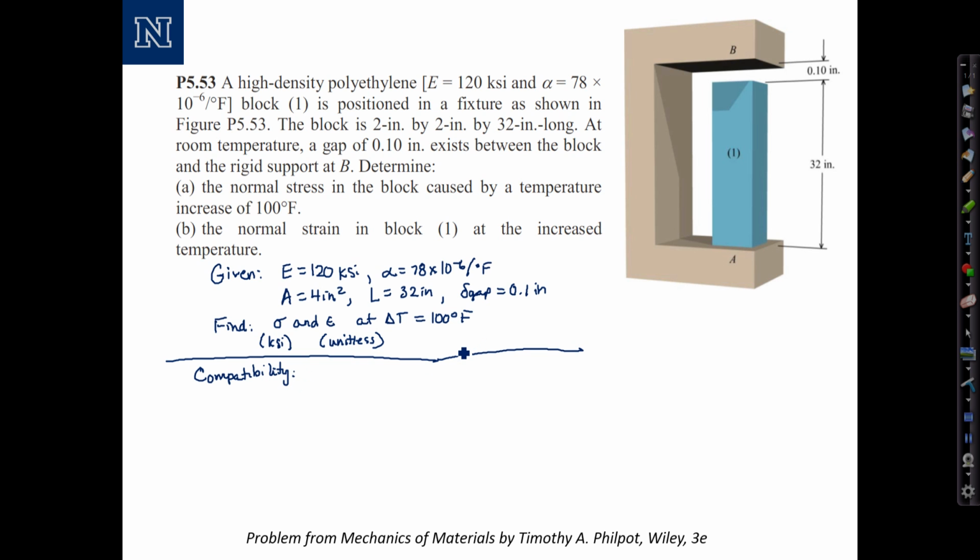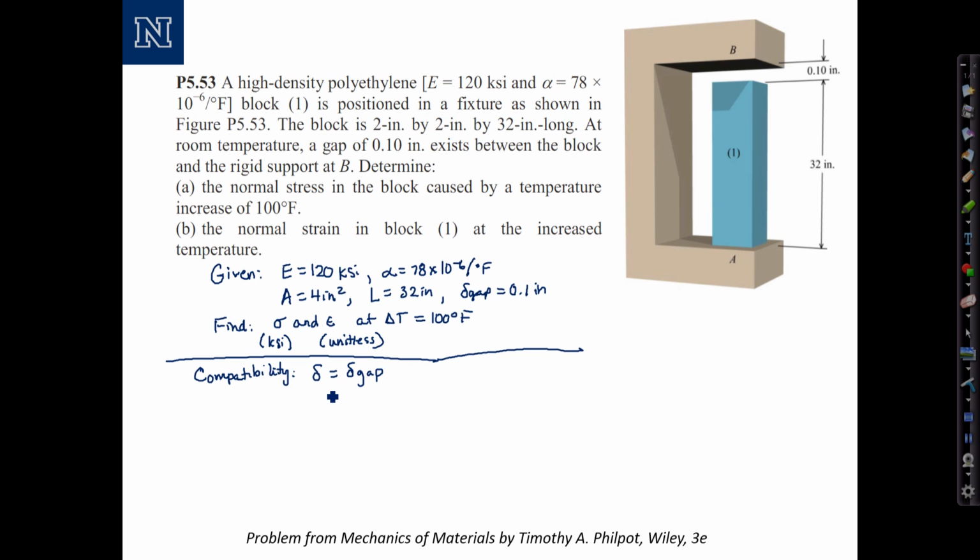Okay? Our compatibility consideration is a condition on the total deflection or elongation of the block, and we'll call that total elongation delta. Delta is the elongation of the block. We recognize that because of the presence of this rigid support, the deflection cannot be larger than delta gap. So maximum possible deflection, delta equals delta gap. We assume, the way the problem is written, that if we apply this temperature increase, the gap is going to close. So we'll say delta equals delta gap.